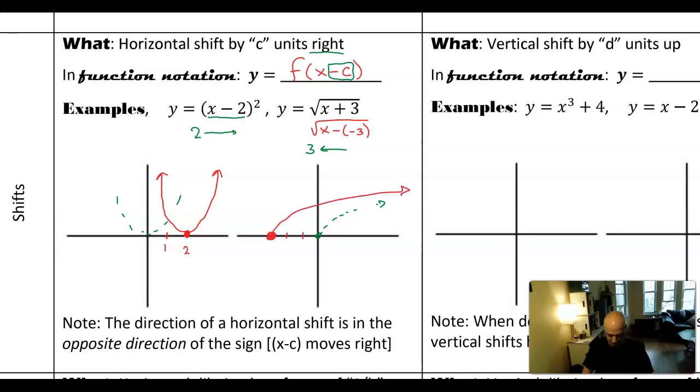Plot your transformed square root curve. This is the square root of x plus 3, moved 3 units to the left. The note on the bottom says the same thing. The direction of a horizontal shift is the opposite direction of the sign. x minus c will move you to the right, not the left.